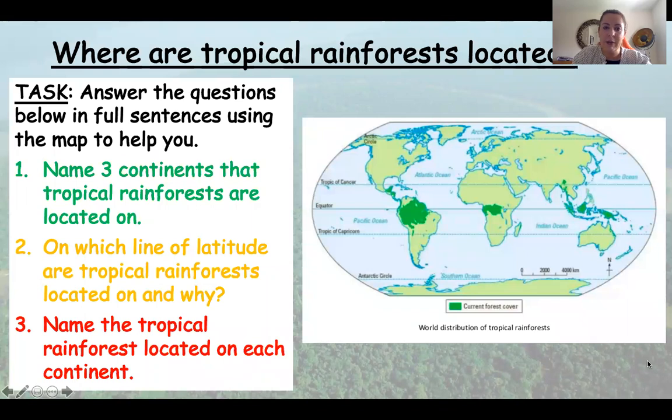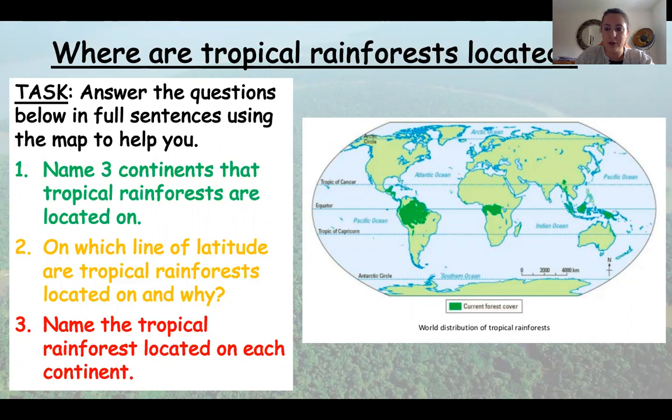First of all, we're going to start with where tropical rainforests are located. Last week you did your world biome, so you should have a map from that, either one that you got online and glued in, or the worksheet. So we're looking at the location of tropical rainforests. There are 3 questions here that I want you to have a go at. You can either answer them in full sentences, or write the question out and answer them underneath.